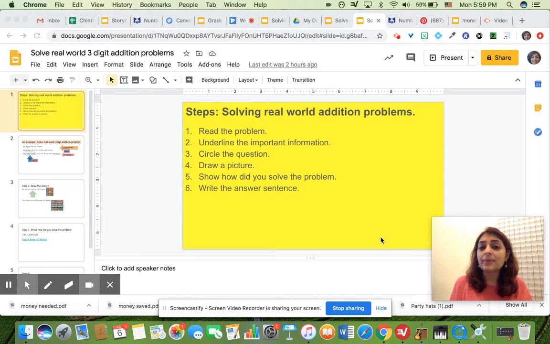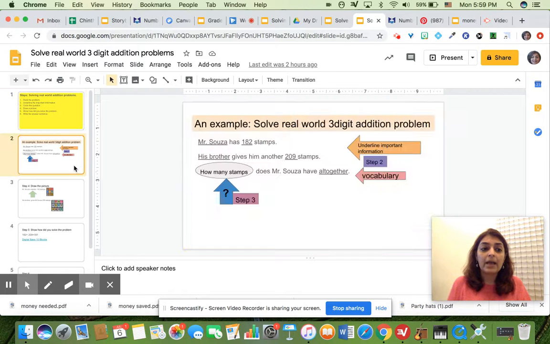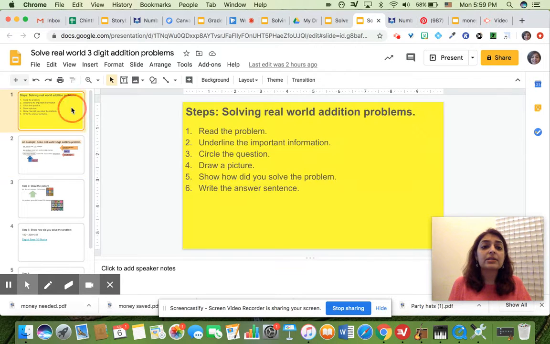Well, the first step involves that you are to read the word problem. So let's take this example and I'm going to read the problem. Mr. Souza has 182 stamps. His brother gives him another 209 stamps. How many stamps does Mr. Souza have altogether? So if you do not understand any word, you may want to read the word problem once again.